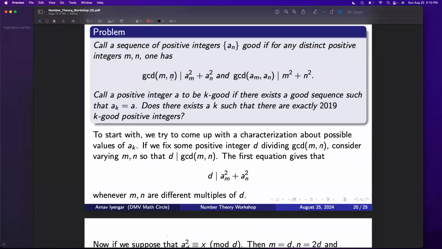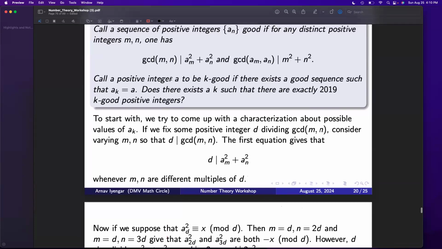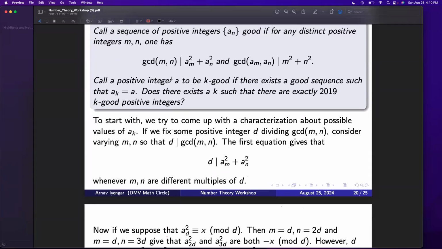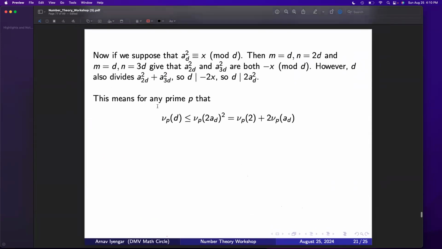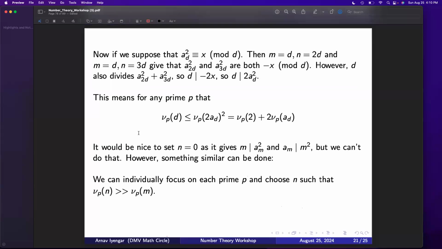Because if you were to set n equals 0, you get m divides a_m squared, and then a_m divides m squared. So it looks like that's probably what you're going to be looking to prove. So if you set n equals 0, you're getting this vp result for all primes p. But instead, what you could do is get it for individual primes p and then combine. Now if you keep going.